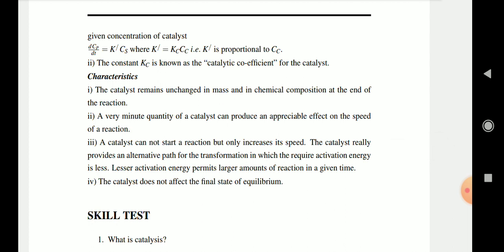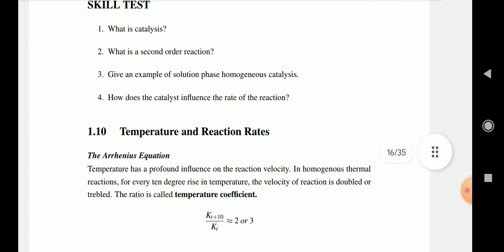Characteristics: the catalyst remains unchanged in mass and chemical composition at the end of the reaction. A very minute quantity of catalyst can produce an appreciable effect on the speed of reactions. A catalyst cannot start a reaction but can increase its speed. The catalyst really provides an alternative path for transformation in which the required activation energy is less. Lesser activation energy permits a larger amount of reaction in a given time. The catalyst does not affect the final state of equilibrium.